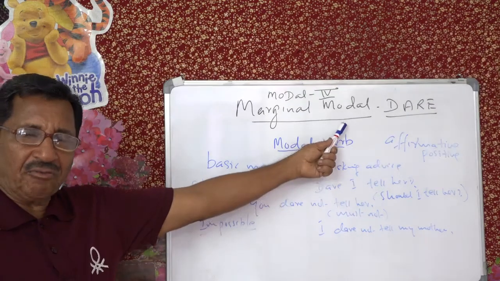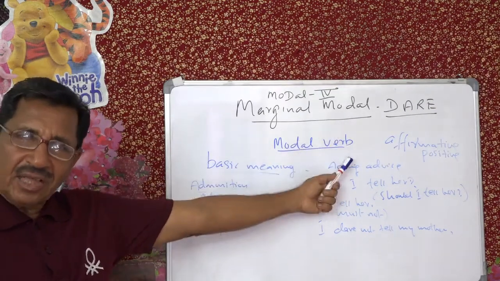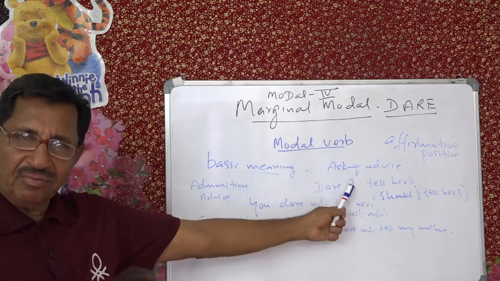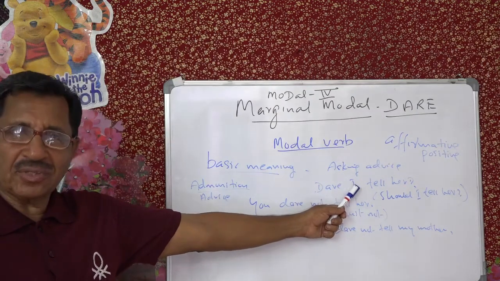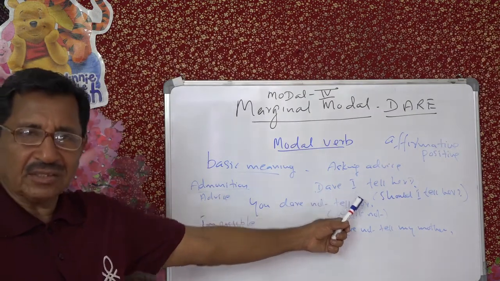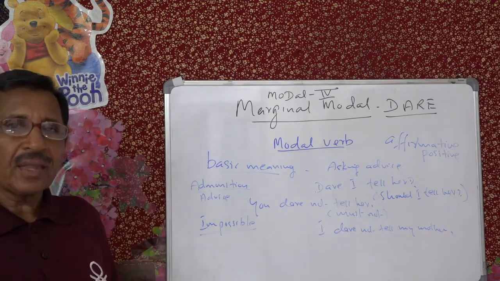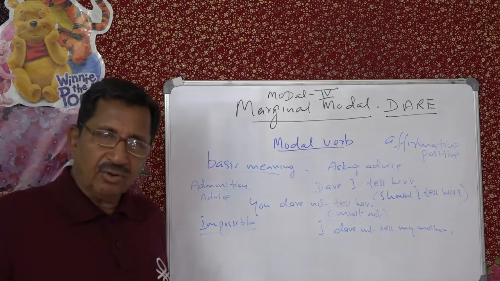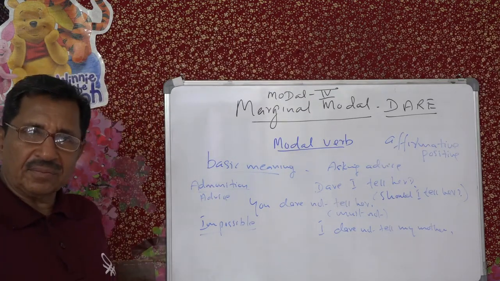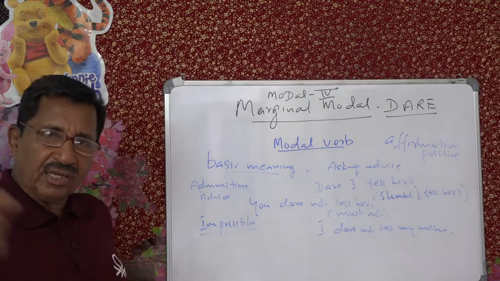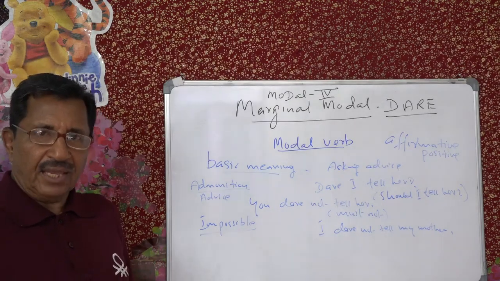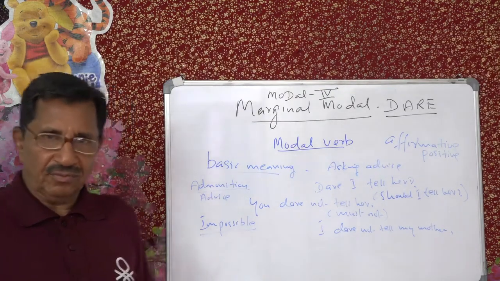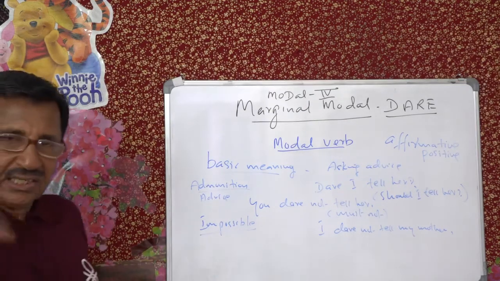So, once again, my dear friends, this is a marginal modal. Marginal modal means it can function as a modal as well. As a modal, it is used only in questions and in negative sentences. As a full verb, a main verb, it can be used in positive sentences. In that case, it will be inflected and you will have to take the help of do, does and did, etc. for making it negative. For example, he dares, he does not dare. Then, does he dare? That will be the question form.